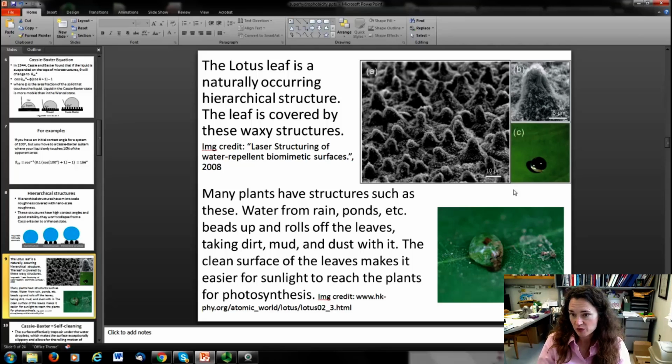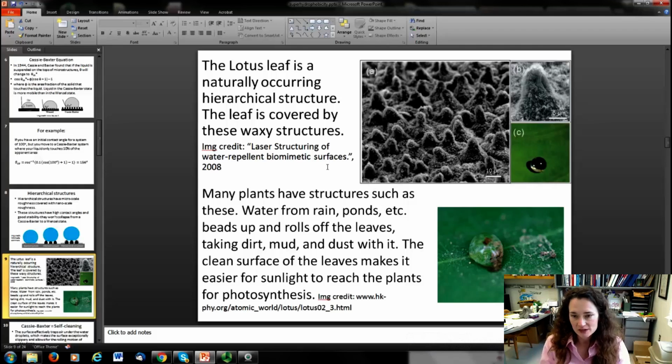You have the microscale bumps. You can see the scale bar here is at about 10 microns, so that's about, say, the diameter of one of these bumps. And then you can see all these tiny little nanoscale structures on top of the microscale bump. What that causes is it causes the water to bead up on top of the lotus leaf, like is shown in the little image right there.